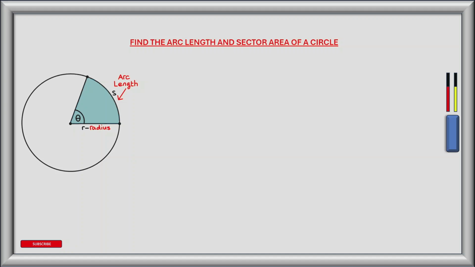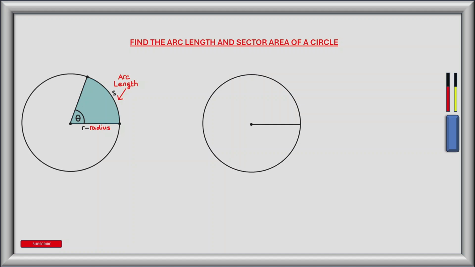If the sector angle, so theta in the diagram, is less than 180 degrees, then it's known as the minor sector. If it's greater than 180 degrees, then it's the major sector. I'm going to look at different techniques for finding the sector area and its associated arc length. Each technique will depend on the information provided.